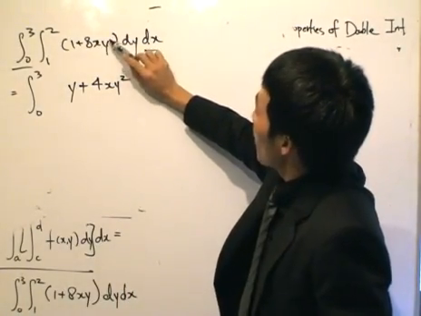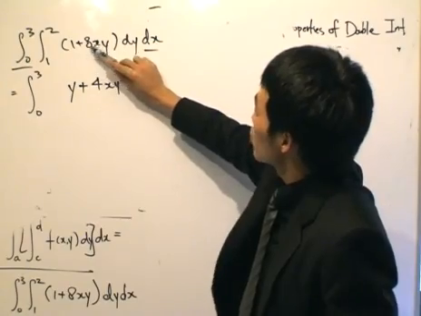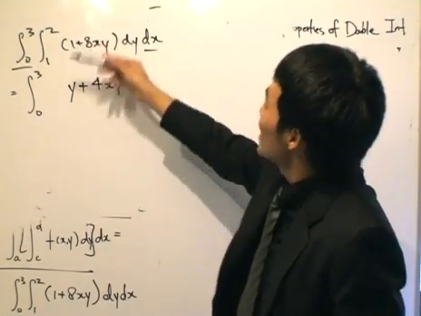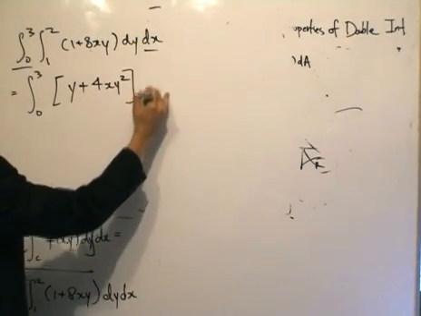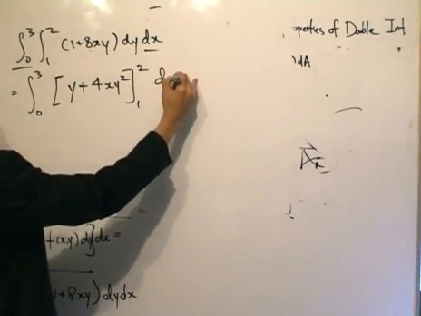So we're going to integrate y: we raise the power by 2 and then divide by 2. For the 1, we integrate with respect to y and we get y. This one is going to be evaluated from 1 to 2. Okay, so as easy as that.